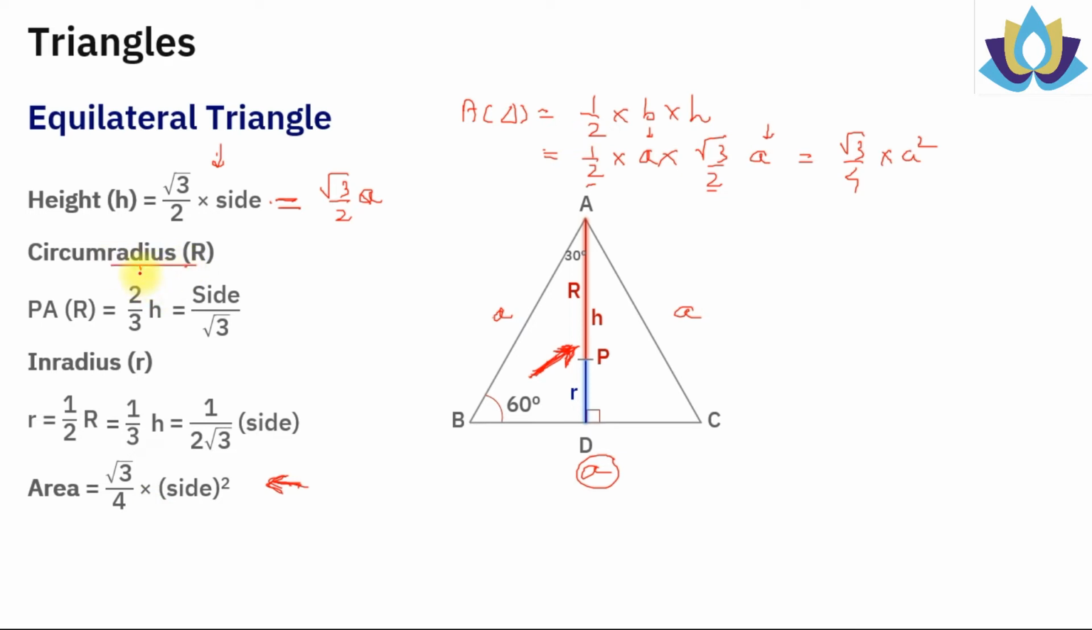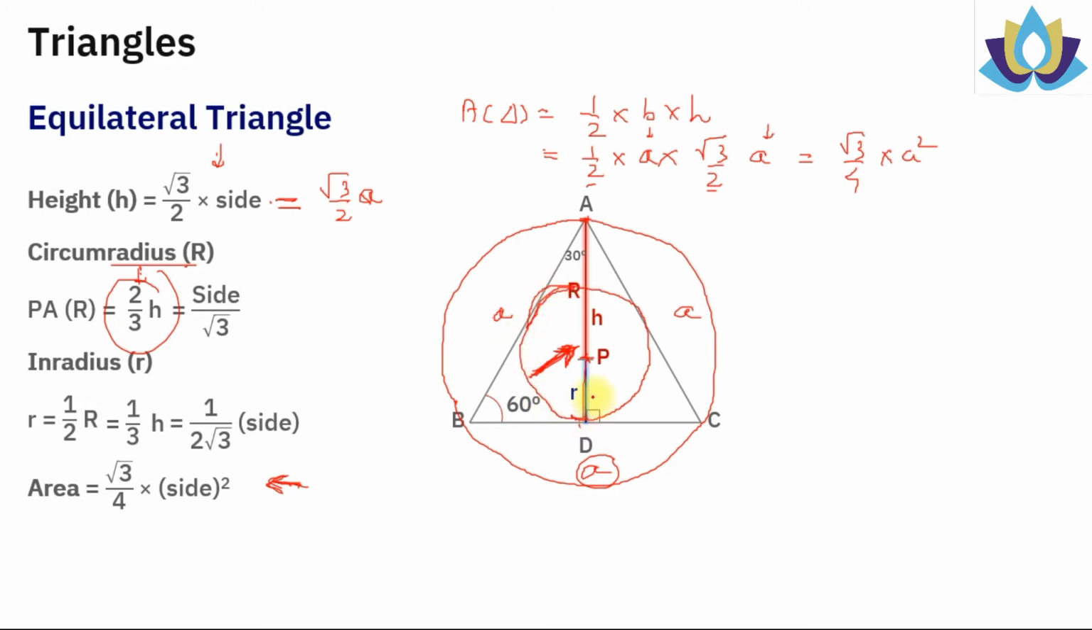Especially, the circumradius is nothing but 2/3 of the height. Circumradius, I hope you all know, if you take the upper part as the radius and draw a circle, it will pass through all the points like this. This will be your circumcircle. And if you take the lower portion as the radius and draw it, you will have an incircle like this.